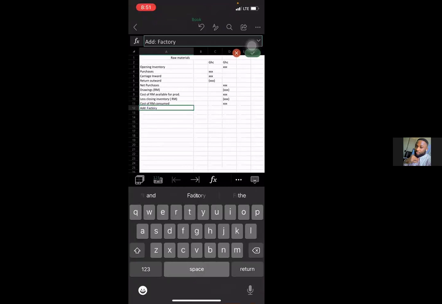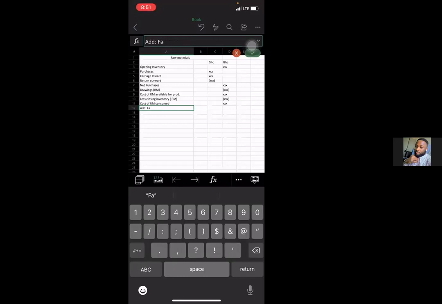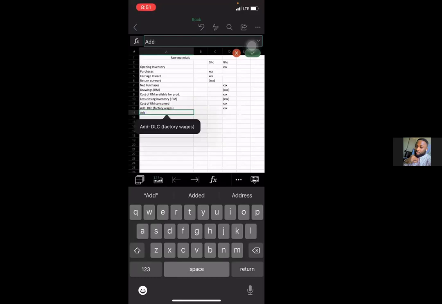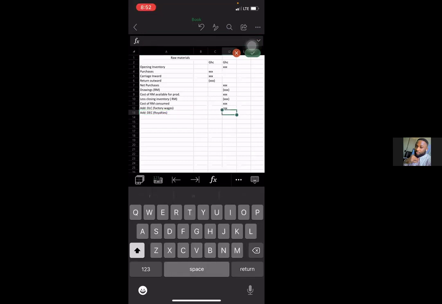So after getting the cost of material consumed, we add factory wages, direct labor cost in brackets factory wages. And we have the amount here. All right, and then we would also add direct expense cost in brackets, what? Royalties. In brackets royalties. And we have the amount here. All right. And when you sum up all these, we get prime cost. We have our figure here.